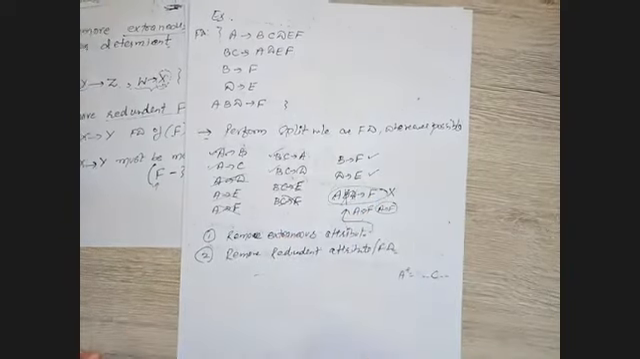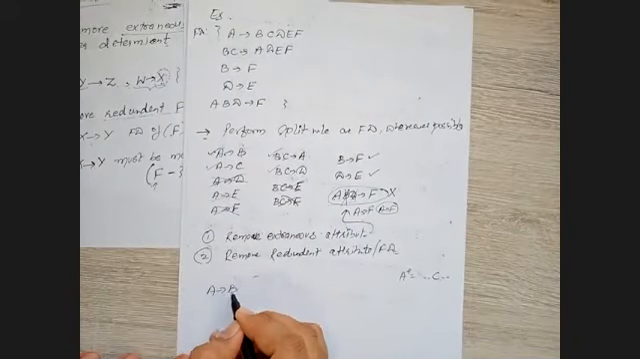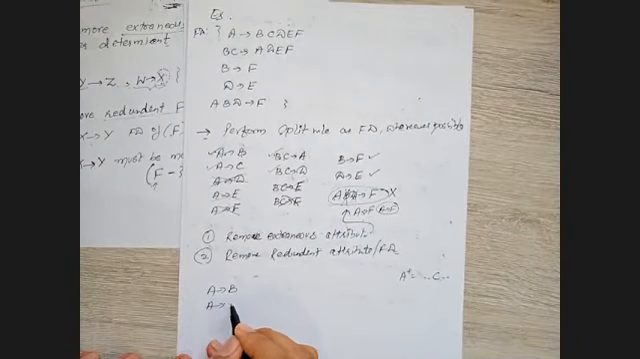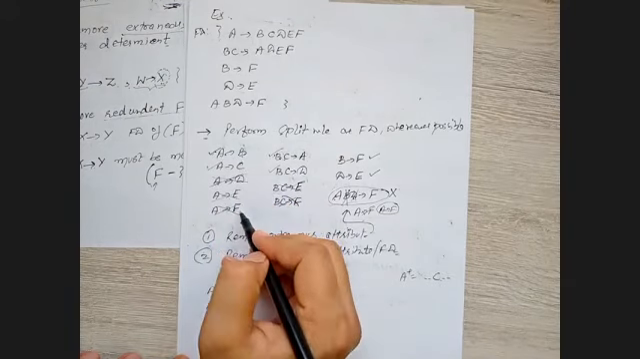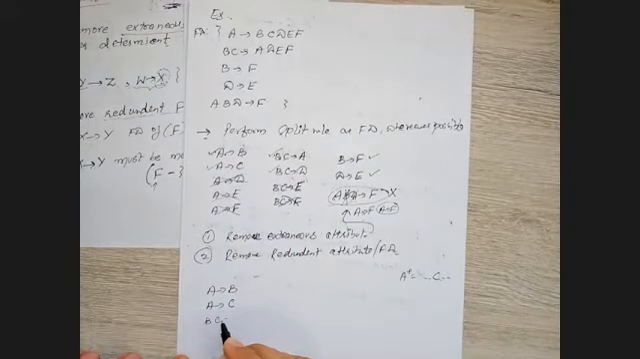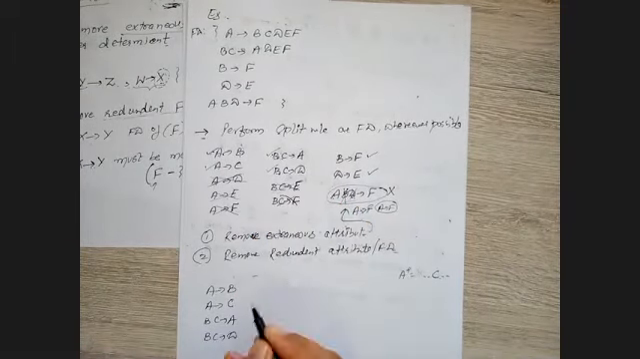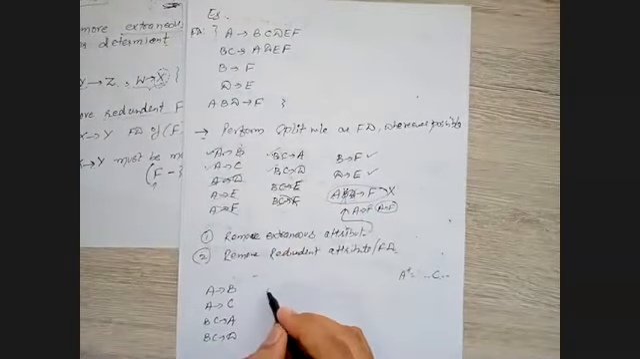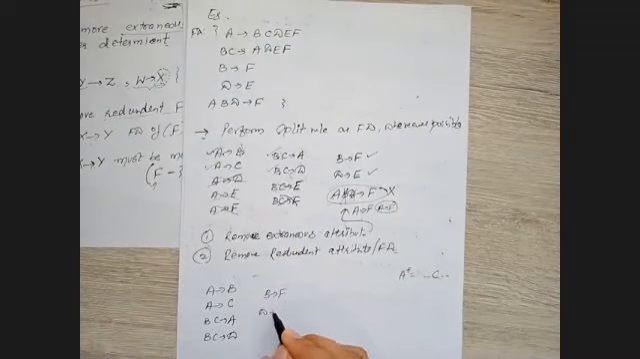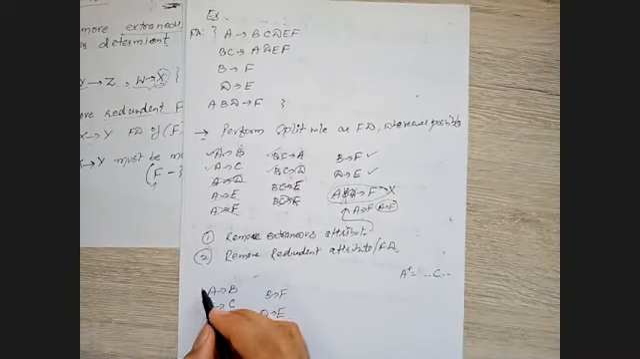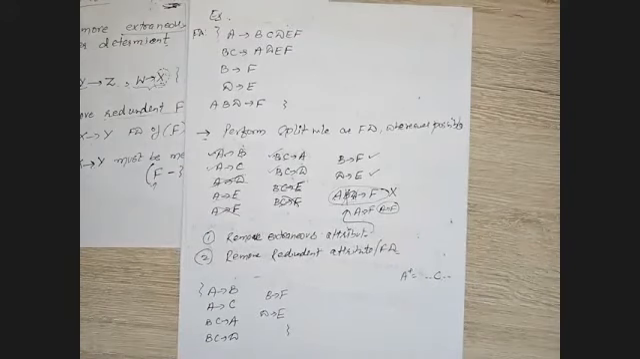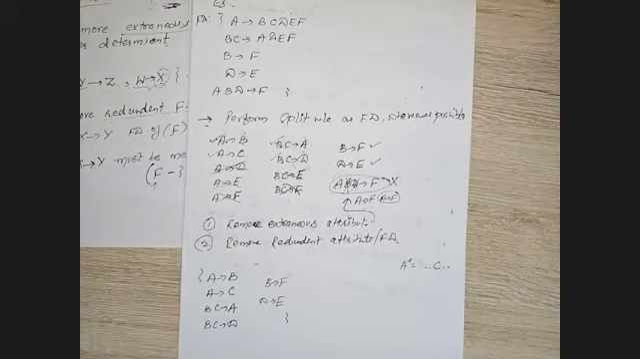So what we are left with now: A gives B, A gives C, these are all eliminated. BC gives A, BC gives D, eliminated. B gives F and D gives E. This is the minimal set of functional dependencies, which is logically true.